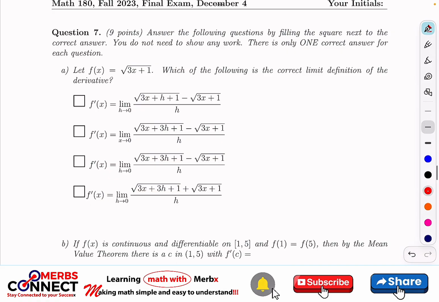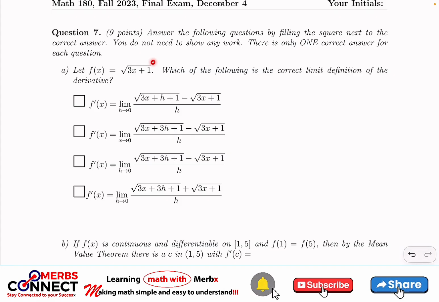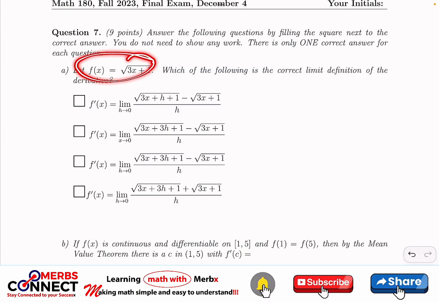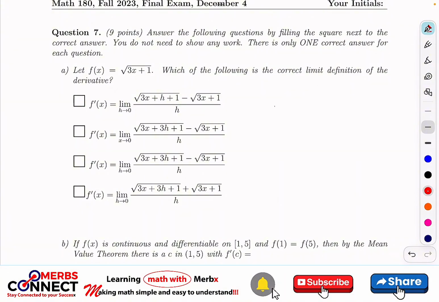Let's move very quickly to question 7. Now answer the following question by filling the squares with the correct answer. So the first one is, which of the following is the limit definition of the function f of x? So what's the limit definition? The limit definition is f prime of x is equal to the limit as h approaches 0 of f of x plus h minus f of x, all divided by h.